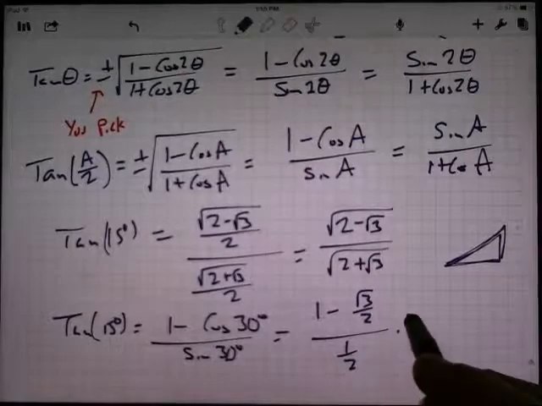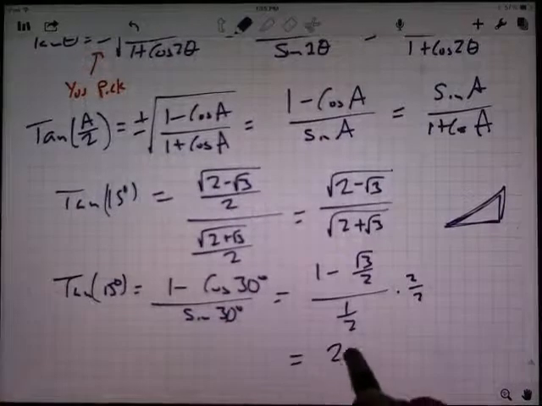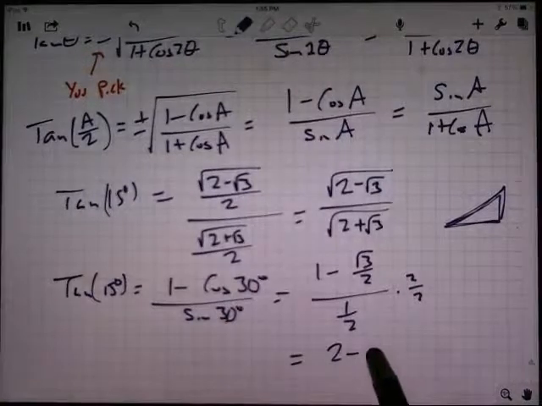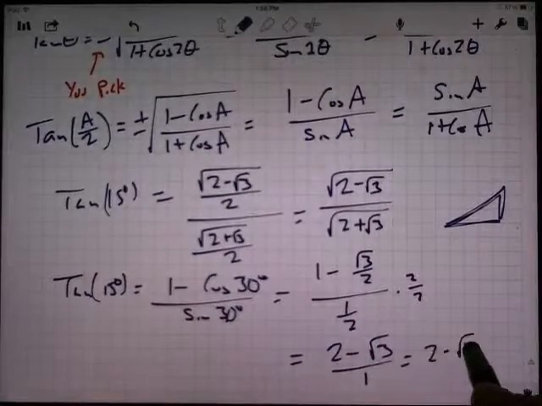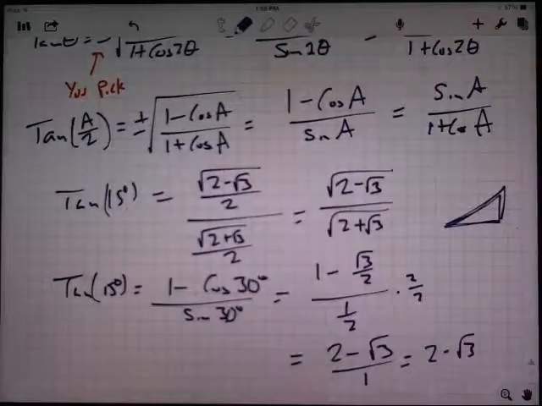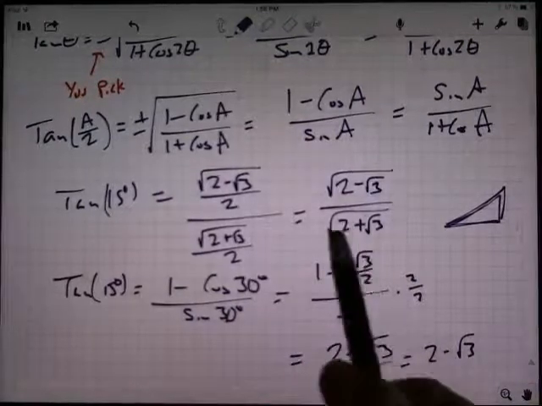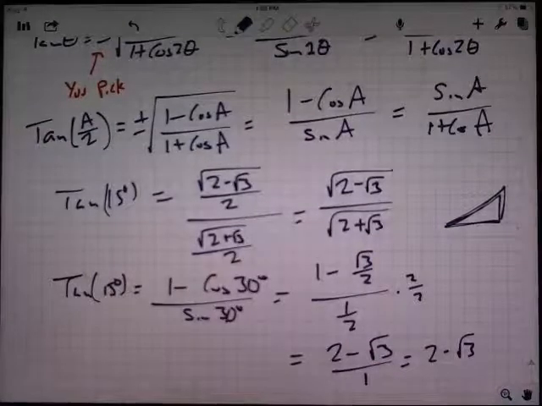If I multiply this one top and bottom by 2, I've got 2 minus radical 3 all over 1. So apparently, this funny looking fraction is equal to 2 minus radical 3. It's not at all obvious. You might try typing this into your calculator, typing that into your calculator, see if you get the same thing. You should. Anyway, there's your half-angle formulas.